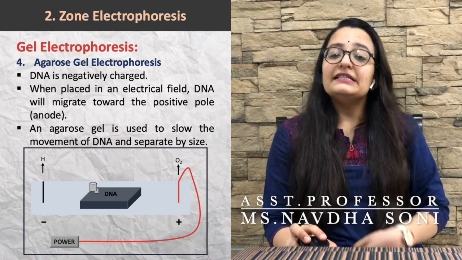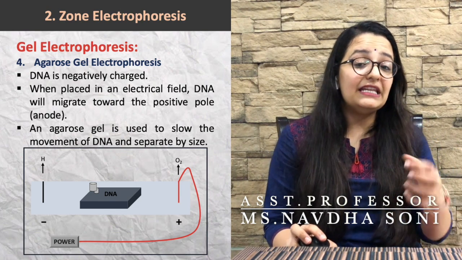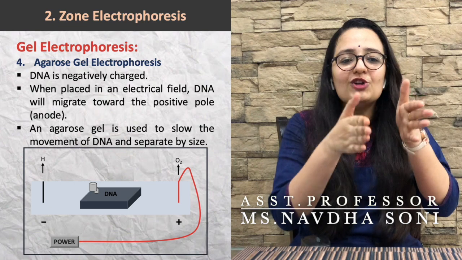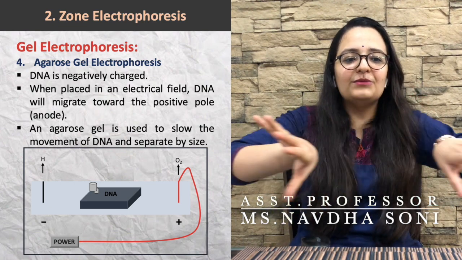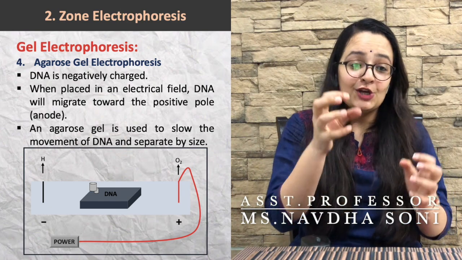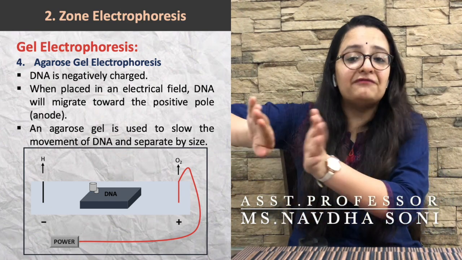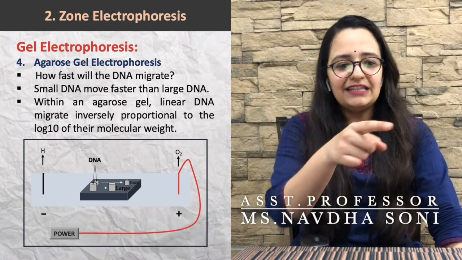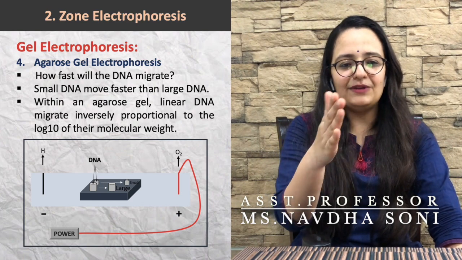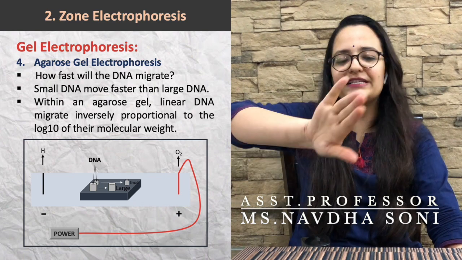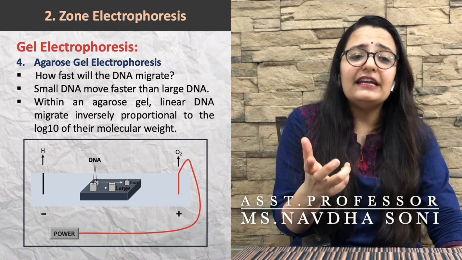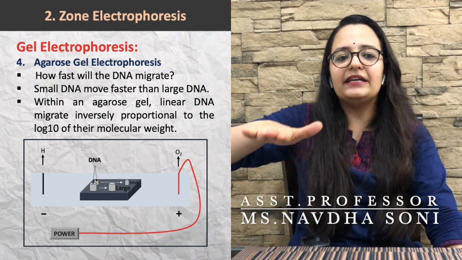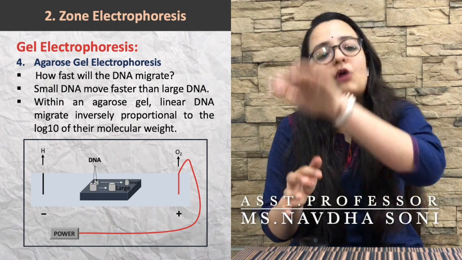Here DNA is negatively charged. When it is placed in the electrical field, DNA will migrate towards the positive pole. An agarose gel is used to slow the movement of DNA, separating it by size. So smaller DNA molecules move first, and then larger molecules follow. Here you can see the sample of DNA. Large DNA will separate late and smaller DNA will separate first. Smaller DNA moves faster than larger DNA. Within the agarose gel, linear DNA migrates inversely proportional to the log10 of its molecular weight.